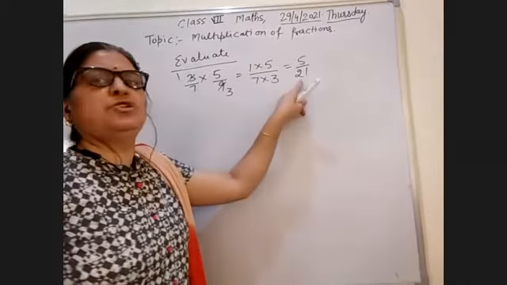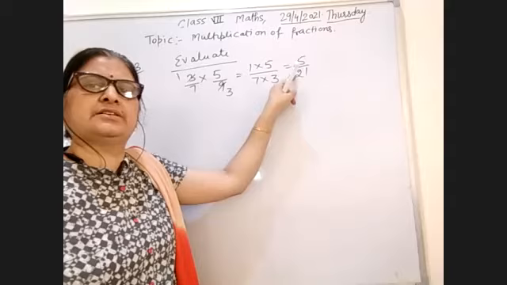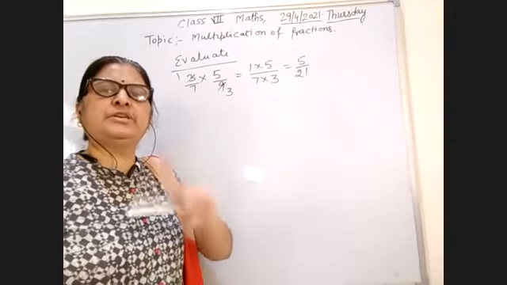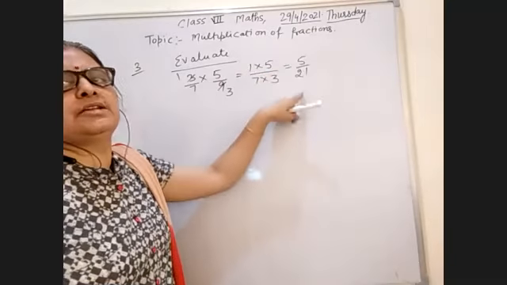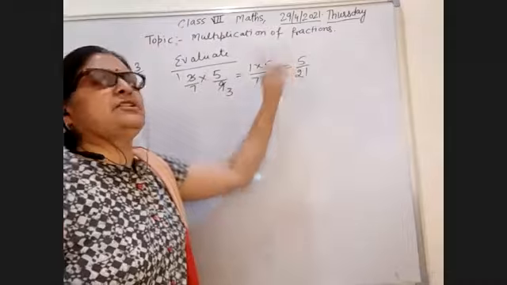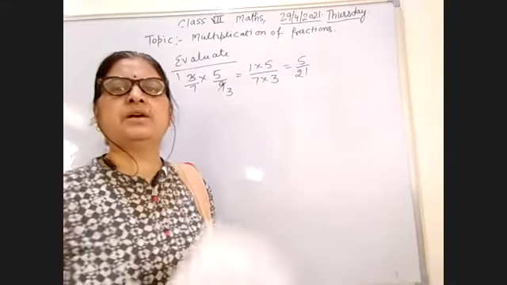Now your denominator is greater, numerator is less. This is the proper fraction. A proper fraction you cannot change into the mixed fraction. Only an improper fraction, when your numerator is greater than the denominator, then you can change. Otherwise, when the numerator is less than its denominator, you cannot change into the mixed fraction.